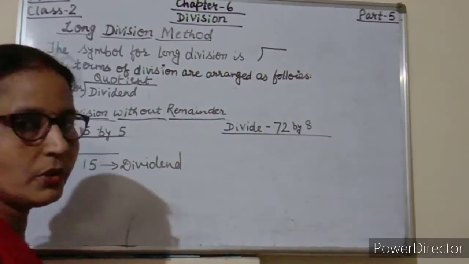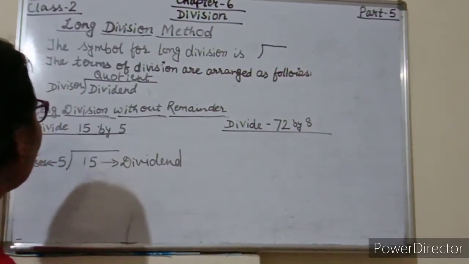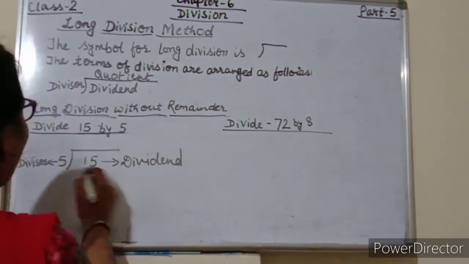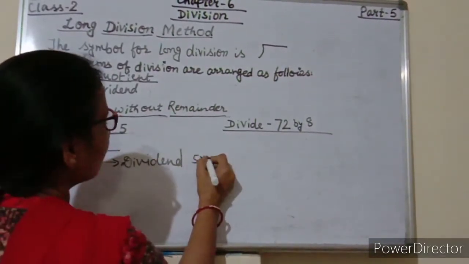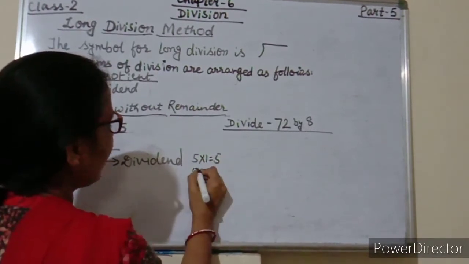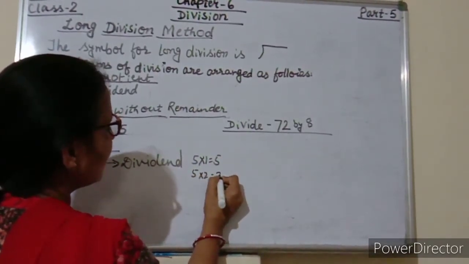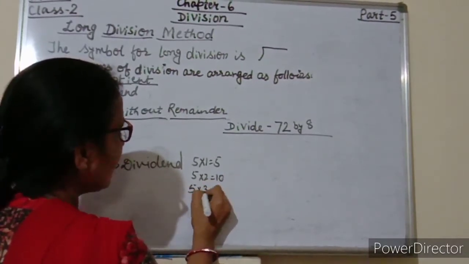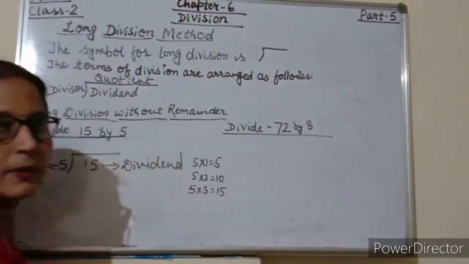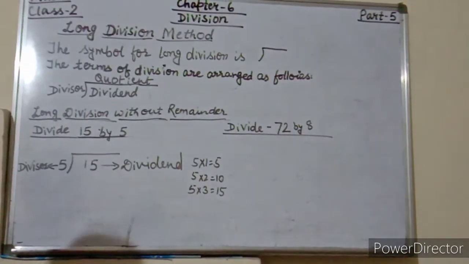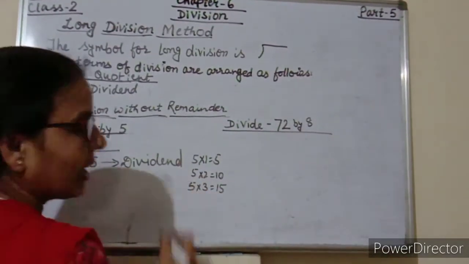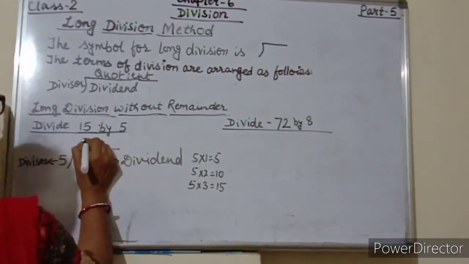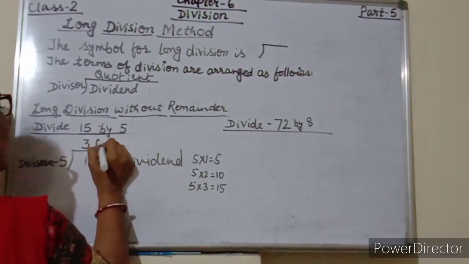Now what do you have to do? Yes, now recall the table of 5. So 5 ones are 5, 5 twos are 10, 5 threes are 15. So students, 3 times 5 is equal to 15. So here we will write the quotient.